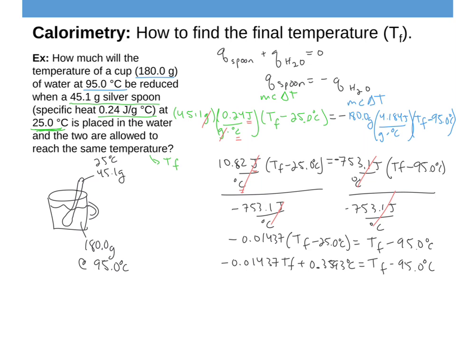So I'm here. I want to get things together. So I'm going to go ahead and add 95 degrees Celsius to each of these. So now I've got negative 0.01437 TF plus 95.4 degrees Celsius. I'm trying to watch my sig figs here. Equals this TF. But I got that TF on the other side, so now I have to add. I'm trying to get this all together. I'm almost there.